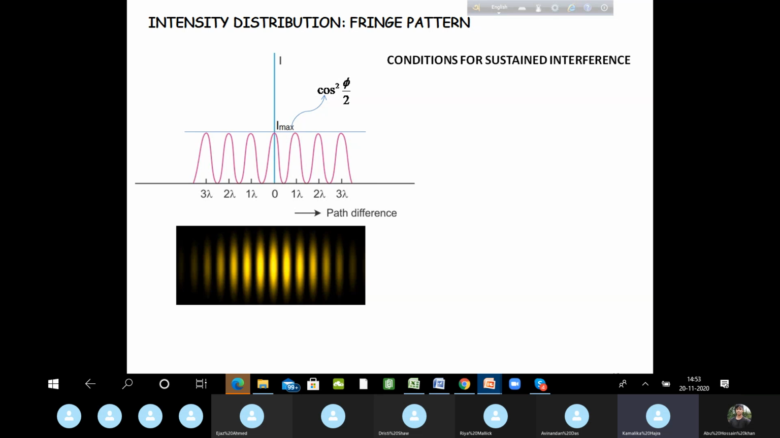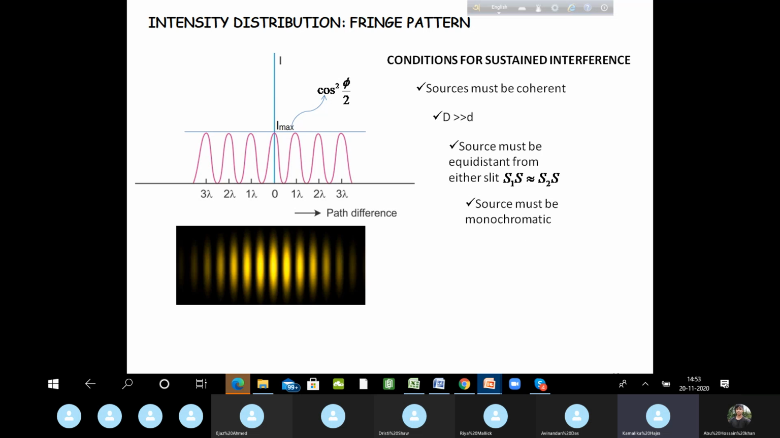So now we are in a position to write down the conditions for sustained interference. First and foremost, sources must be coherent. Second, capital D much greater than small d, so that we can use the mathematical analysis that we did over here. Sources must be equidistant from either slit, S1S equal to S2S, otherwise a path difference will be there before they start their journey from S1 and S2.